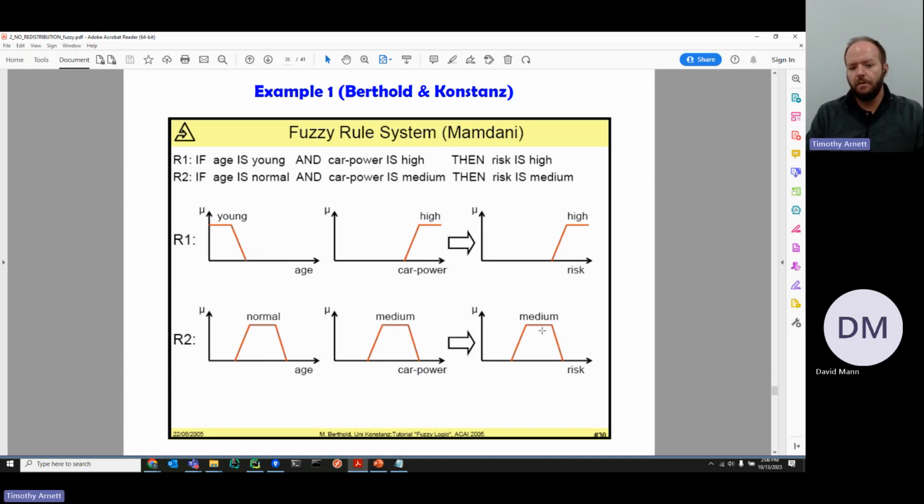And you would define all of these rules for every combination of input membership functions. So you would also have rules, if you had a fully defined fuzzy system, that said if you're young and your car power is medium, then your risk is X, whatever the output. And similarly, if you're middle age and your car power is high, then your risk is X. And so you would fully define all those rules, and so you'd have a full input to output mapping of the entire input to output space.